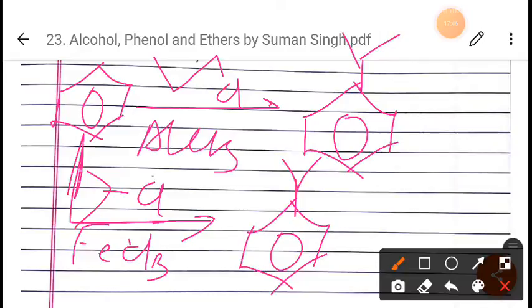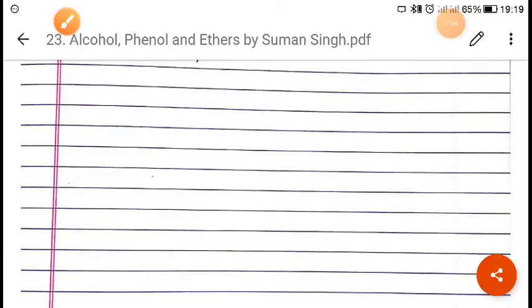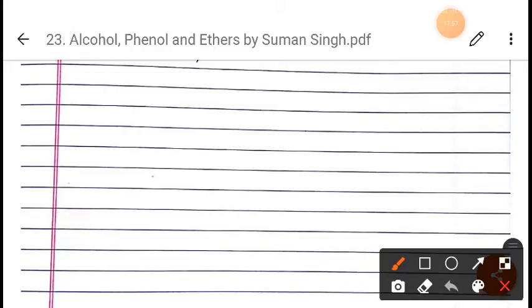Now after the formation of cumene, we will see how to prepare phenol from cumene. Let's see here. Suppose there is cumene here. I will write it in full form: CH3 CH CH3, and here is our cumene.